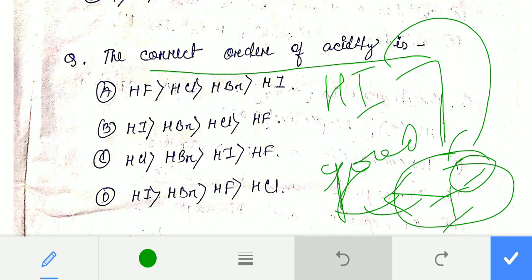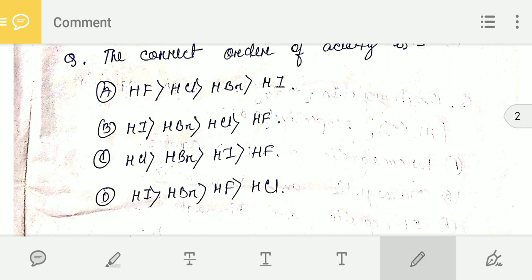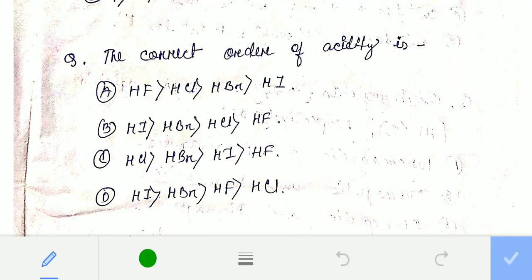So HF is the least acidic compound, right? Now it will follow the trend, HI right after that HBr, then HCl, then HF.